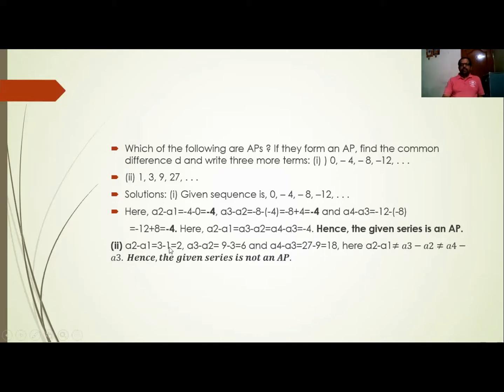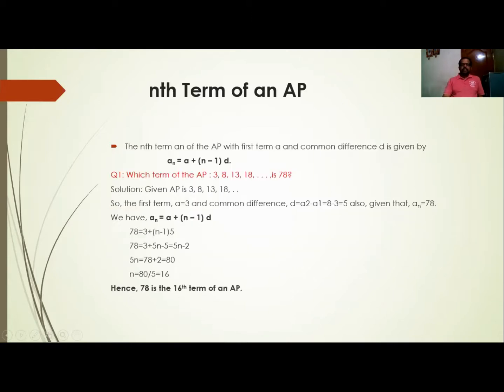If we observe the differences, the first difference is 2, the second is 6, and the third is 18. Are they equal? Obviously they are not equal. So since the differences are not equal, the given series is not an AP, or it will not form an AP. This is the way we need to check whether a given list of numbers forms an AP or not. In this way we can solve examples of this kind. Okay, now let's move ahead to the next part of this sum.